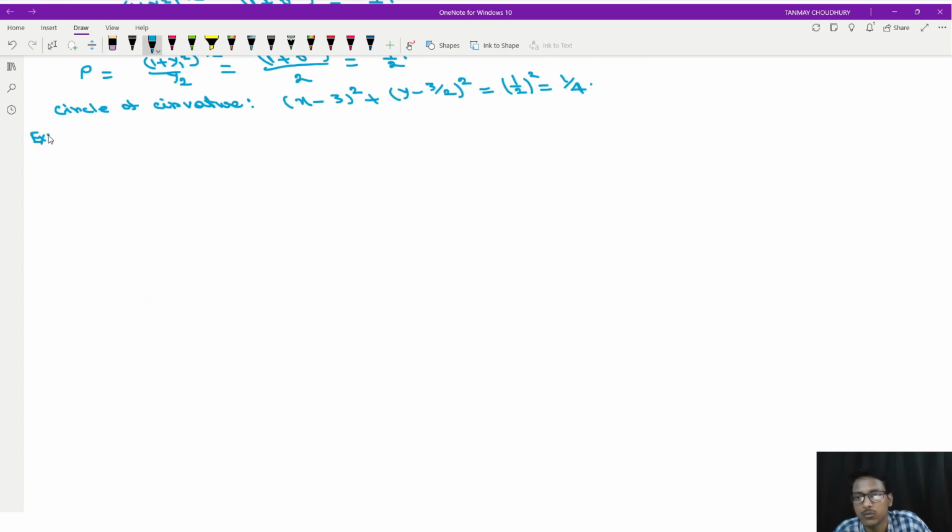Consider this example 2. Find the evolute of the parabola y square is equal to 4ax.